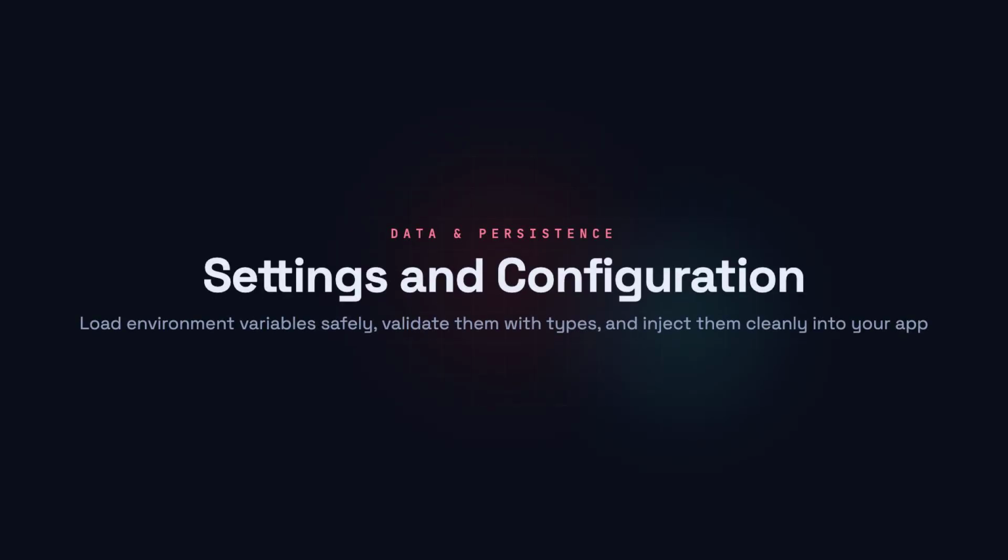In this video, we are looking at how FastAPI applications handle configuration, things like database URLs, API keys, and feature flags. We will use Pydantic's BaseSettings to load those values from environment variables, validate them automatically, and inject them into your route handlers without scattering hard-coded values or secrets through your source code.